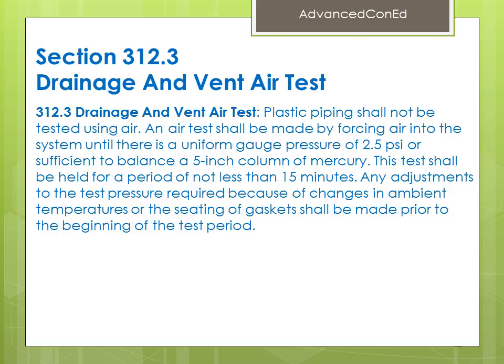312.3 Drainage and Vent Air Test. Plastic piping shall not be tested using air. An air test shall be made by forcing air into the system until there is a uniform gauge pressure of 2.5 psi or sufficient to balance a 5-inch column of mercury. This test shall be held for a period of not less than 15 minutes. Any adjustments to the test pressure required because of changes in ambient temperatures or the seating of gaskets shall be made prior to the beginning of the test period.